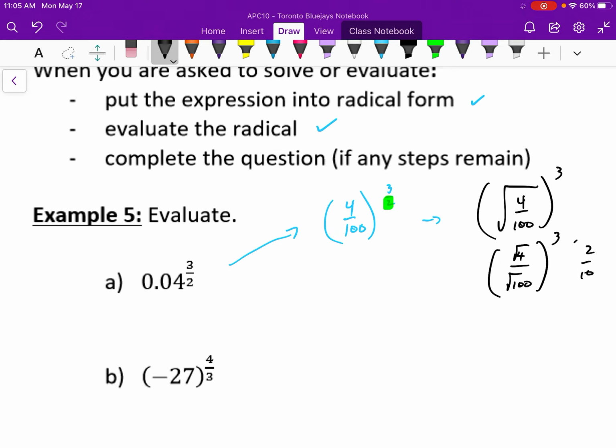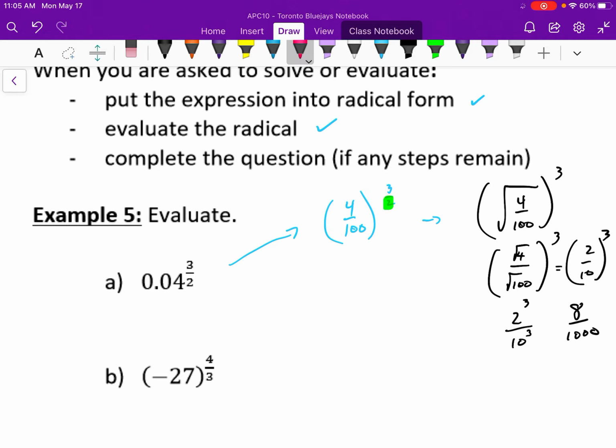And really it's 2 over 10. So 2 over 10 to the power 3. And that is going to be 2 cubed over 10 cubed. 2 cubed is 8. 10 cubed is 1,000.